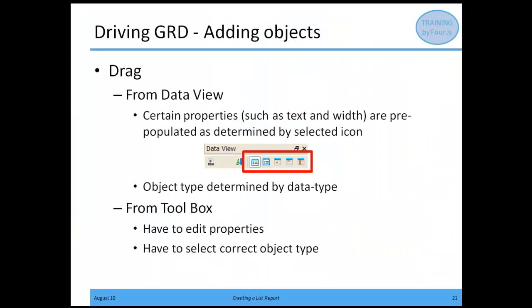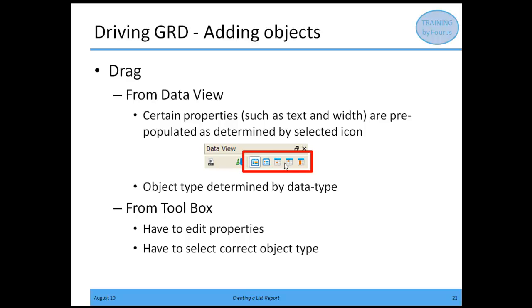Let's return to when we're dragging items out of either the data view or the toolbox and placing them onto our report. If we're dragging from the data view, I want to remind you that there are a series of icons across the top that will pre-populate certain properties based upon whether you want it to be a form item, whether you want it to be a table item if you're building a list style report, whether you want it to be a form label, whether you want it to be a table column header.